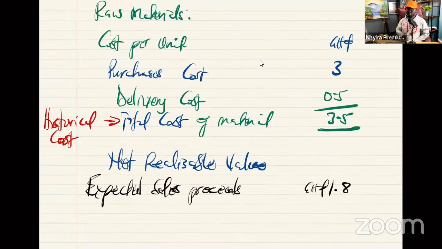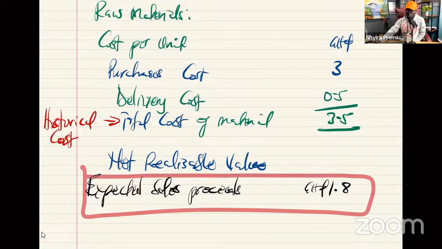Stay with me carefully. Assuming this is the only information we had, then the raw material will be valued at the lower of these two. Then it would have been valued at what? The 1.8. Sounds good? Assuming this was the only information we had, then the inventory will be valued at the 1.8. Why? Because inventory shall be valued at lower of cost and net realizable value.